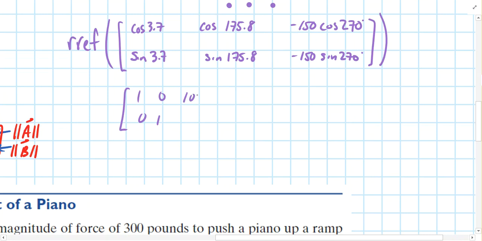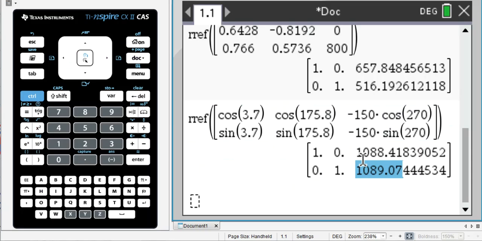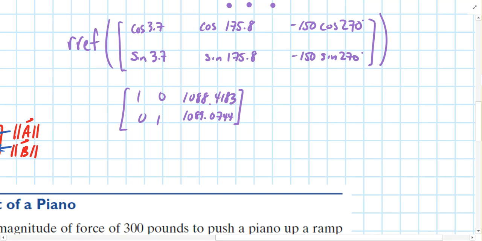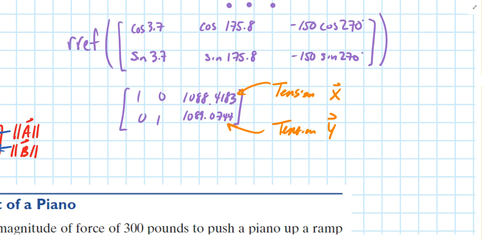And so as I copy the solutions from the calculator, we've got 1088.4183 and 1089.0744. We again will note that this result is for the tension in the x vector, and that this one is the tension along the y vector.